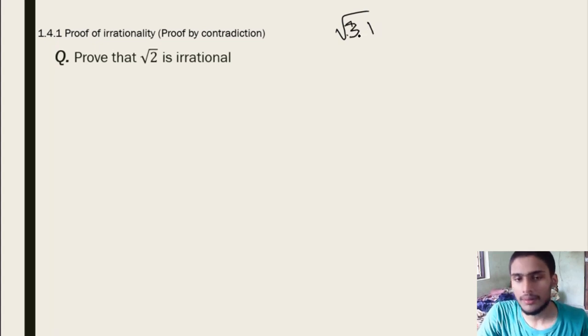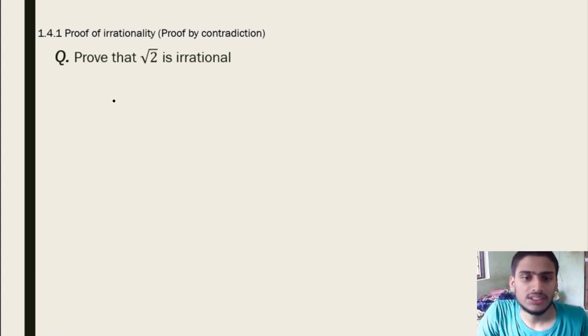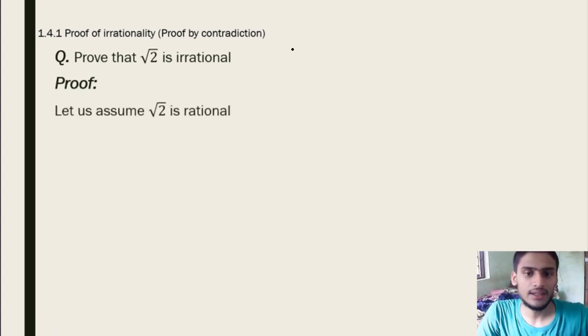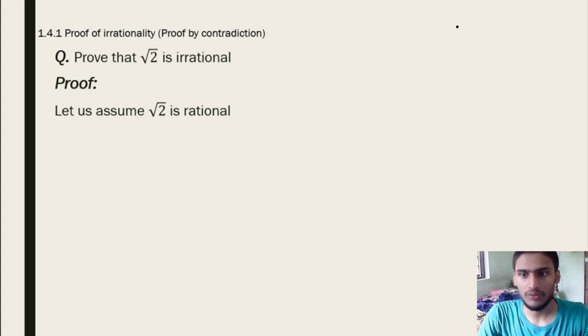You can use the same method, and this method is called proof by contradiction. It's a very interesting thing to do. Let's look at how to do it. So let's prove that root 2 is irrational. The first statement itself is a little confusing looking. You have to assume that root 2 is rational, and that is what we are going to do. We are going to consider that root 2 is rational.